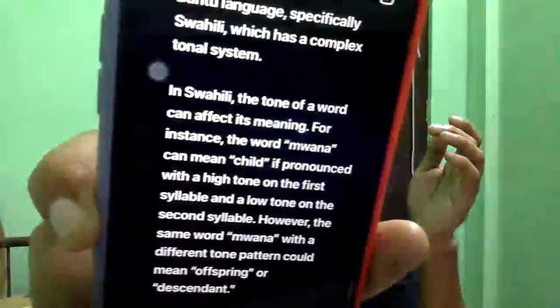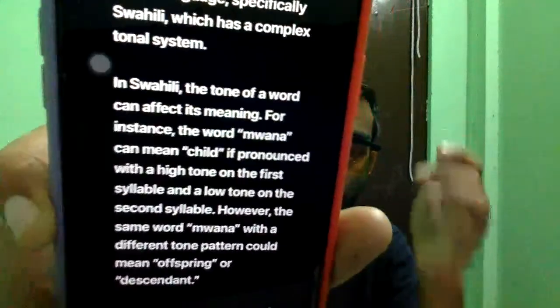Now, let's take a look at a real-life example from the Bantu language, specifically Swahili, which has a complex tonal system. In Swahili, the tone of a word can affect its meaning. For instance, the word mwana can mean child. Mwana, as you can see, mwana over here. It means child, and with different tone patterns, could mean offspring or descendant.